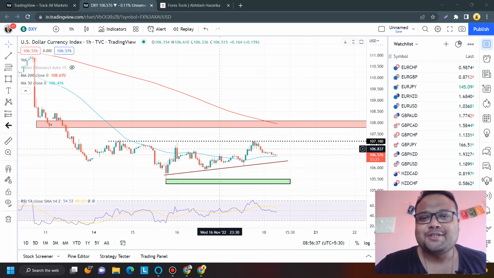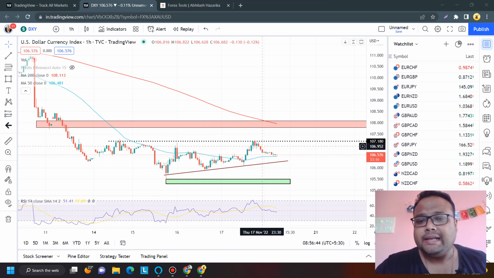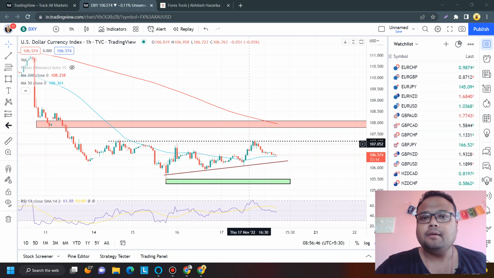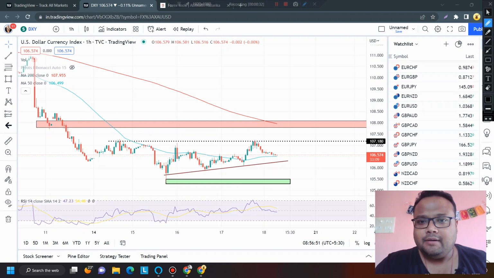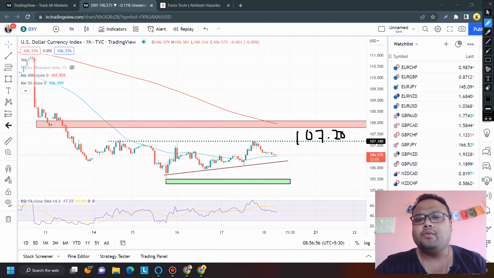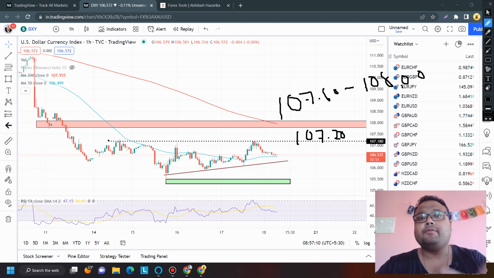So this is the 1 hour chart of DXY, the US dollar currency index, and yesterday we saw some recovery on the chart of DXY, but again it came down to the original position where it was. 107.20 or 107.15 is the temporary resistance for DXY for this Friday session, and obviously we have 107.60 to 108 as the big resistance on the chart of DXY.